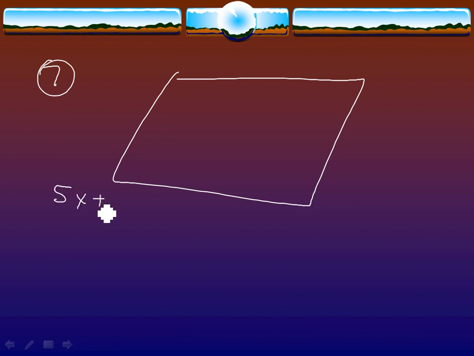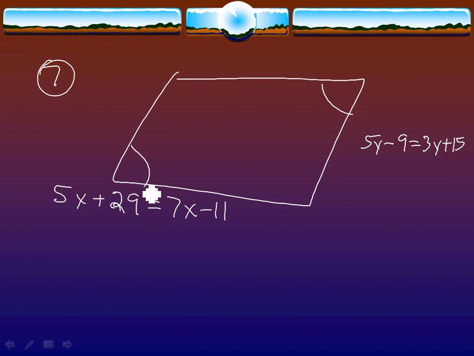5x plus 29 equals 7x minus 11. Somebody solve that for x. What's the other equation? I'll solve the one for y. So opposite angles, this angle and this angle, have to be congruent, right, for every parallelogram. I'll solve for y, somebody solve for x, that way we can go a little quicker.